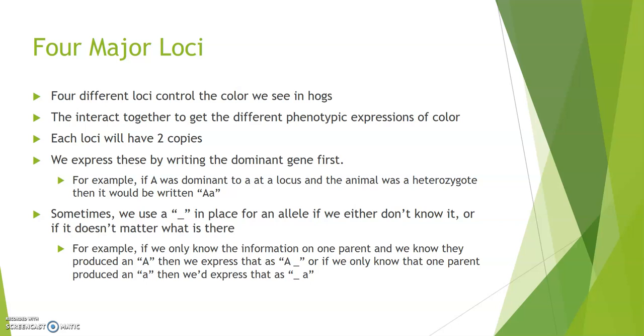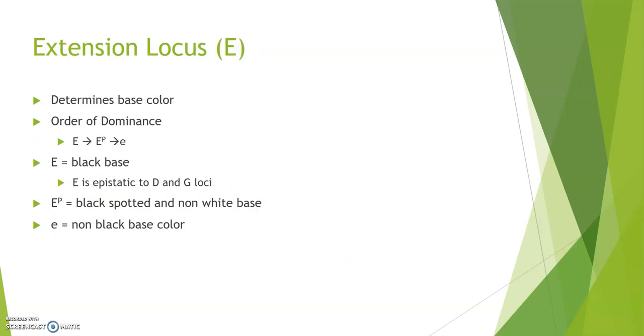But these 4 major loci are what we see. Each has 2 copies. Hopefully you understand that; I shouldn't have to go through that. Each parent is going to provide 1 copy. You see the thing here about a blank. We use that in place of an allele that we don't know. There are times that we don't know, and there are times that it doesn't matter if we know or not. Hopefully that'll make sense soon.